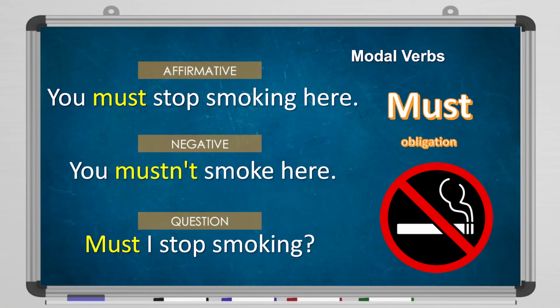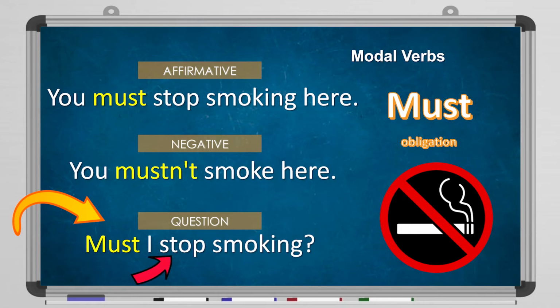Let's take a closer look at the sentences in this conversation. The first sentence was, you must stop smoking here. You can see the modal verb must is in the affirmative form and the verb after it is in the infinitive. In the negative form, I said, you mustn't smoke here. The verb coming after mustn't is also in the infinitive. The last form is, must I stop smoking? This as well, the verb here is in the infinitive.